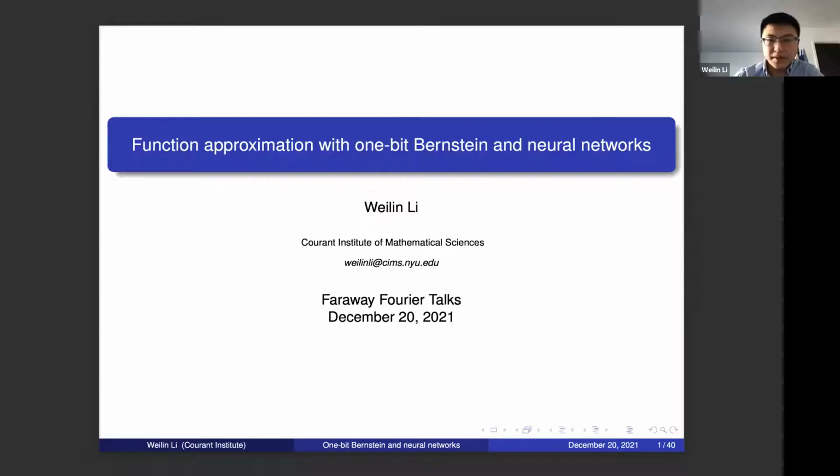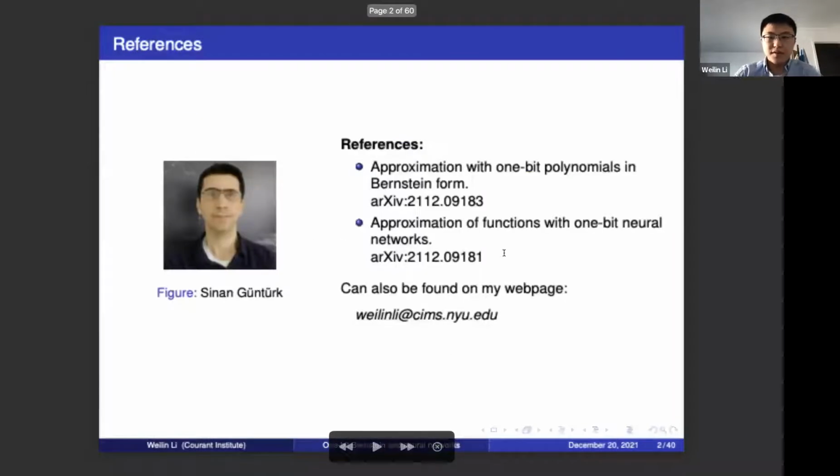Yeah, so today I will be talking about work that's joint with Sinan, who's my mentor at Courant. It's based on two recent articles, very recent. These two actually only appeared on the archive last night at around 10 p.m. We tried our very best to get these out before this talk today.